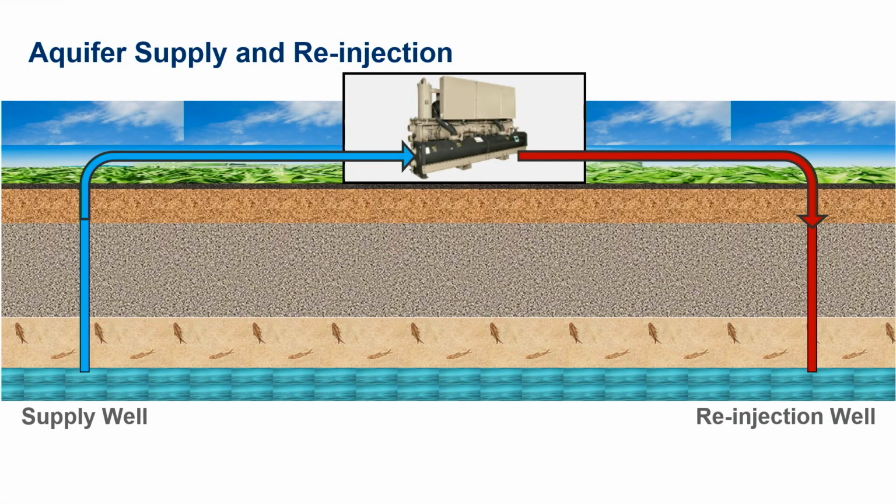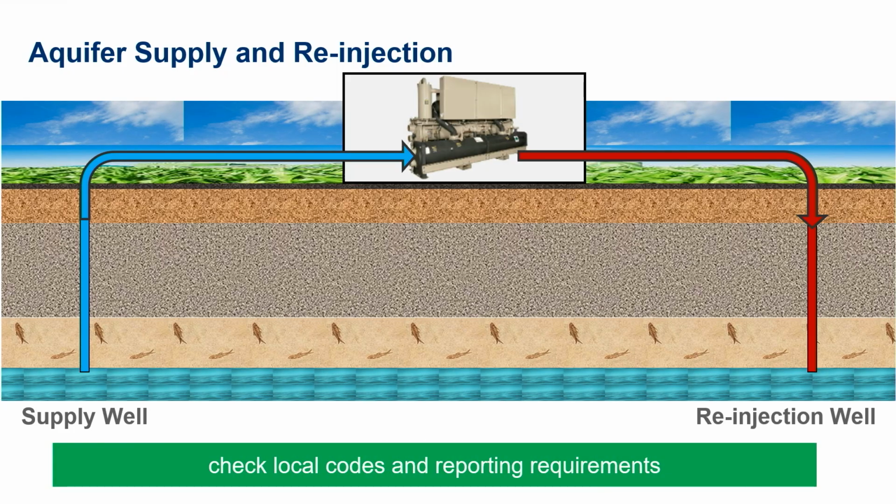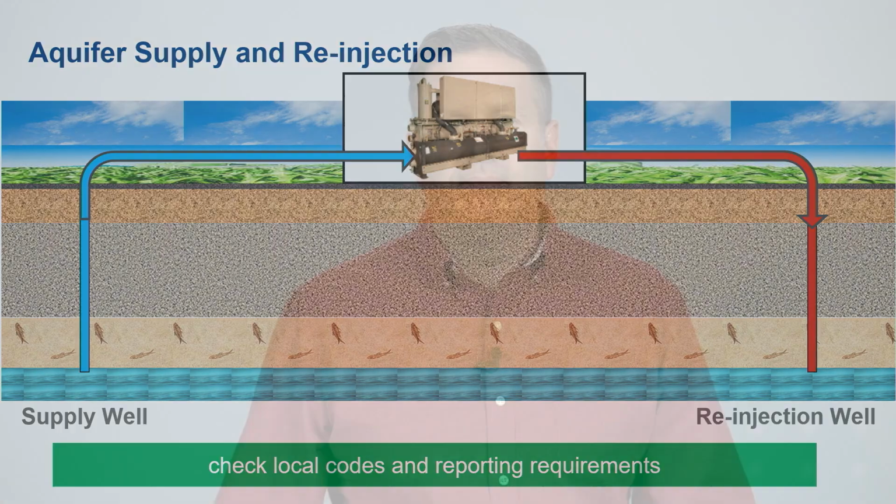Reinjection wells must be placed far enough away from the supply well to prevent recirculation. Be sure to check the local codes to determine if this type of system is allowable and if there are special design requirements. The State Department of Natural Resources may also have annual usage reporting requirements.